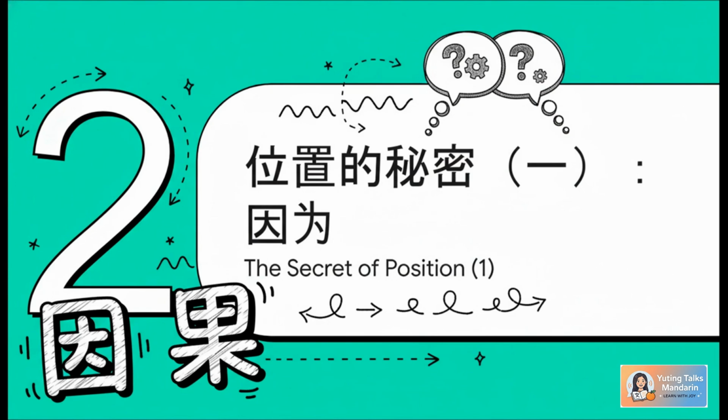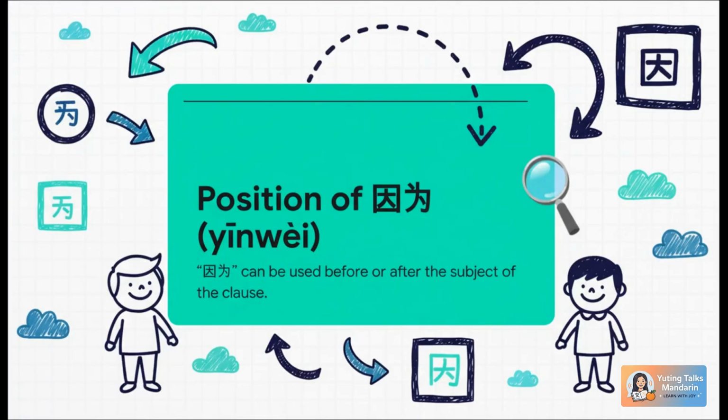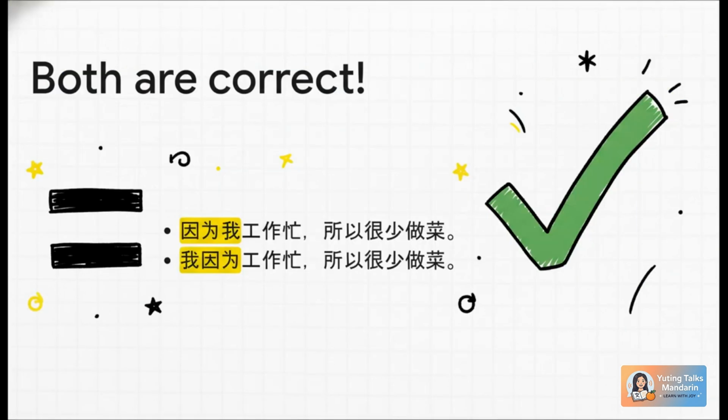Okay, now that we've got the basic order down, reason, then result, let's talk about a little secret. The position of these words can actually be a bit flexible. First up, let's look at 因为. Yeah, 因为 is pretty chill. You can actually put it either before the subject of the sentence or right after it. And guess what? The meaning doesn't change at all. Check this out. You could say 因为我工作忙, which means because I am busy with work. Or you could say 我因为工作忙, putting the subject I first. Both of them are 100% correct and mean the exact same thing.